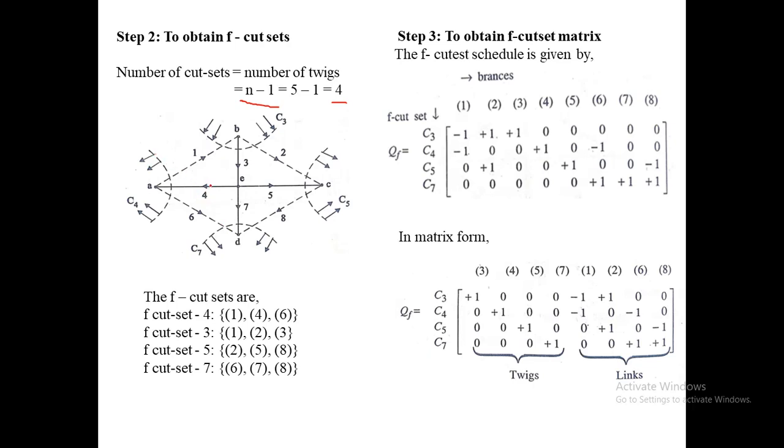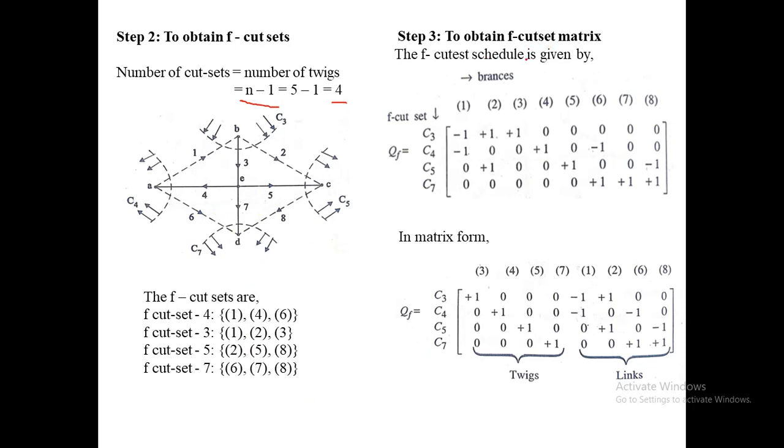Then we put only this solid line direction. Here this is in this direction, so the cut set direction is also the same. Here this 3 direction is downwards, so the cut set direction is downwards. This is also downward. This is in this direction, so we have to put the direction as the same. Next we have to write the branches of each cut set. For this C4 the branches are 1, 4, 6. For this, 6, 7, 8. Likewise, we have to write the branch values.